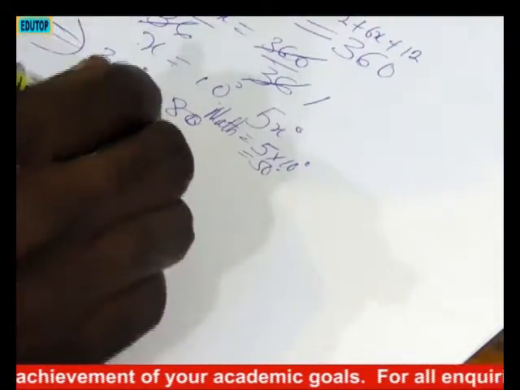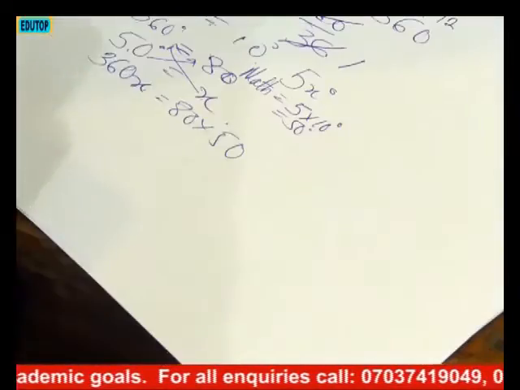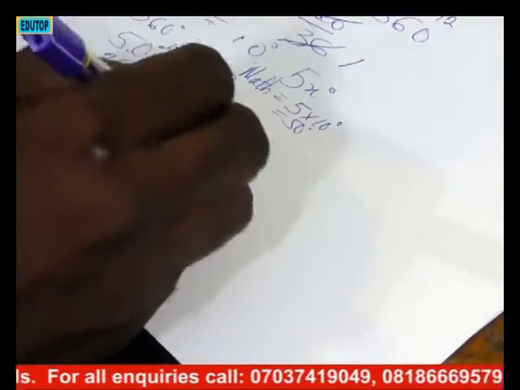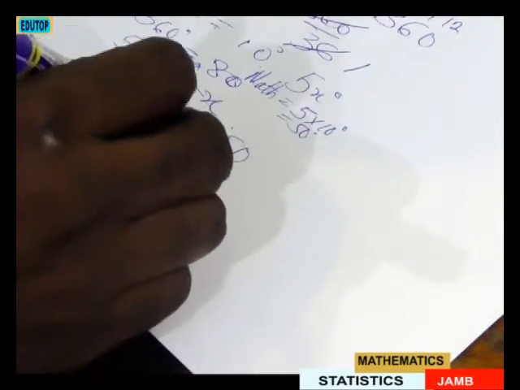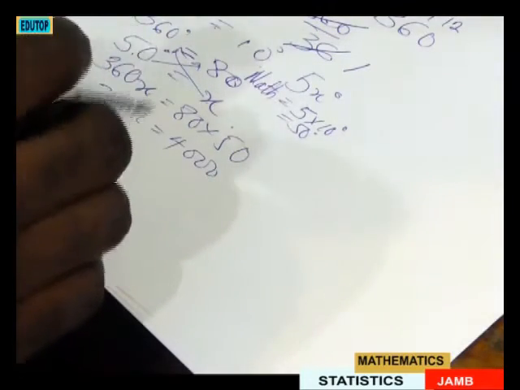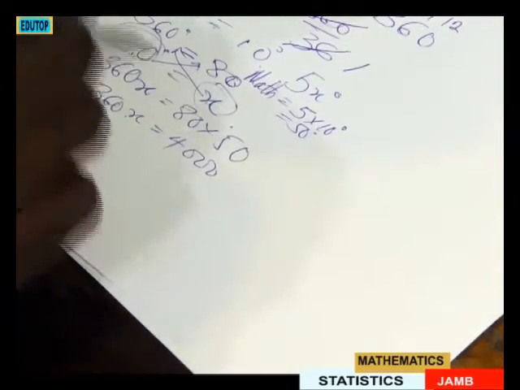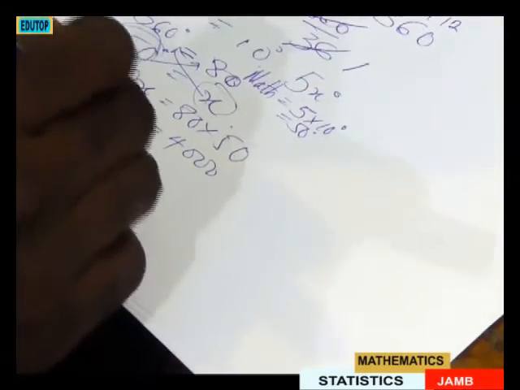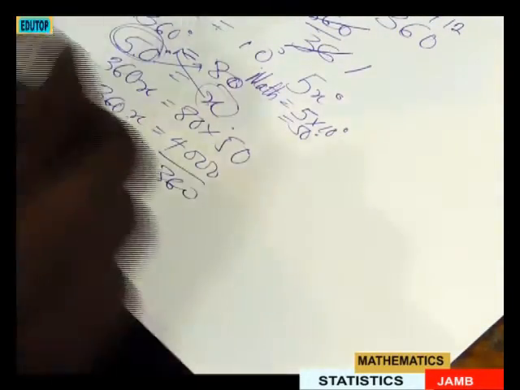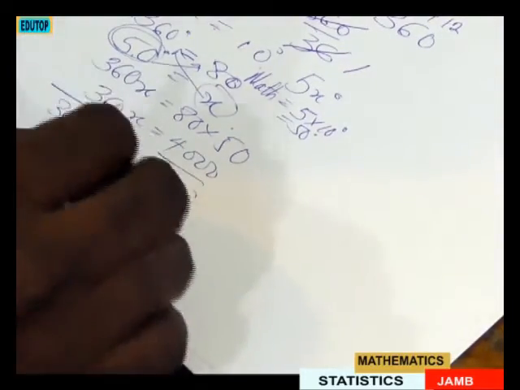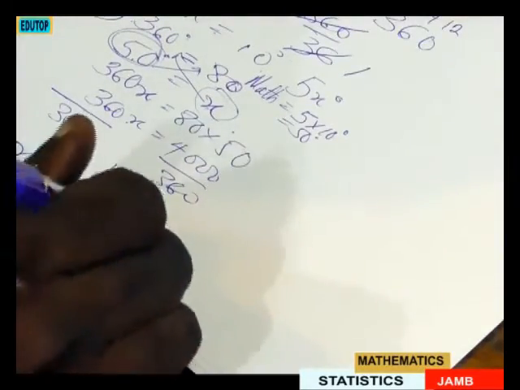By the time we cross multiply, we have x times 360, that is 360x. Then 80 times 50, that is 4,000. So 360x equals 4,000. Then I'm looking for x, so divide both sides by 360. Note that x here represents the number of students that offer mathematics. So we have 4,000 divided by 360, and that will give us 11.11, which is approximately 11. So the number of students that will offer mathematics will be 11 students.